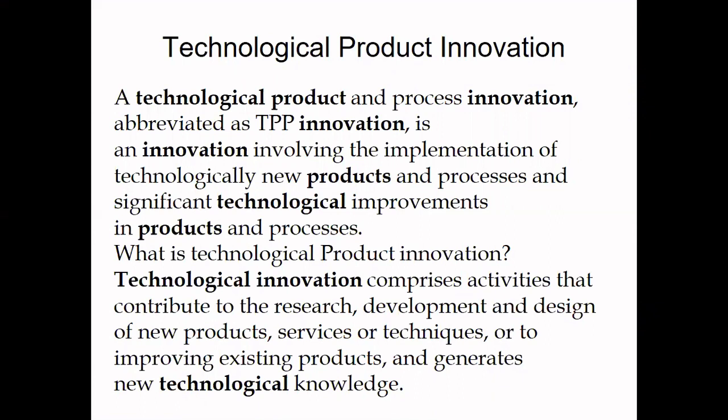So how is that new innovation of process technology considered, and what activities are considered in terms of technological product innovation? Here you can see what exactly technological product innovation is all about. A technological product and process innovation, abbreviated as TPP innovation, is the implementation of technologically new products and processes, and significant technological improvements. This forecasting is related to product innovation, so TPP can be linked with forecasting.